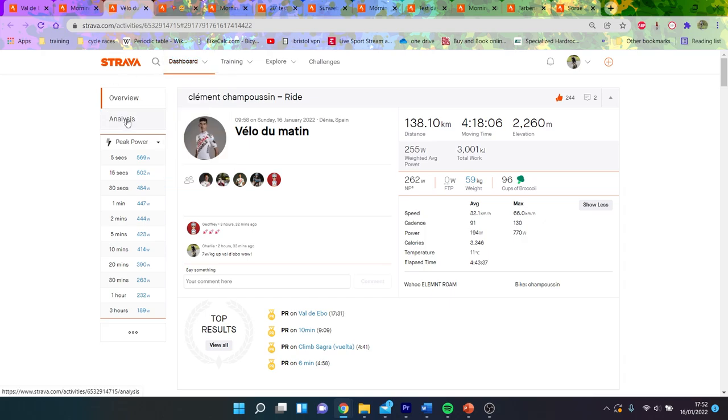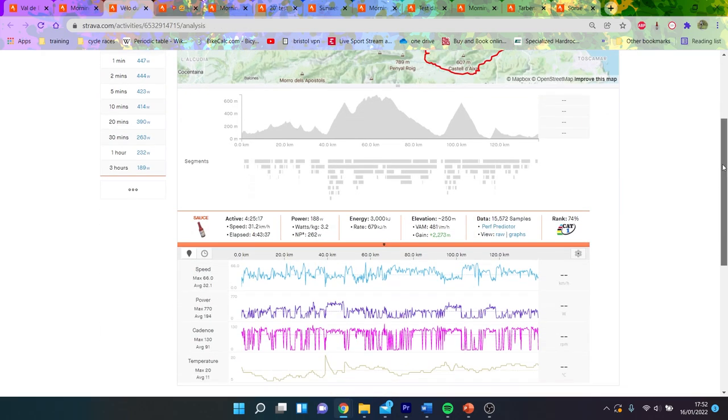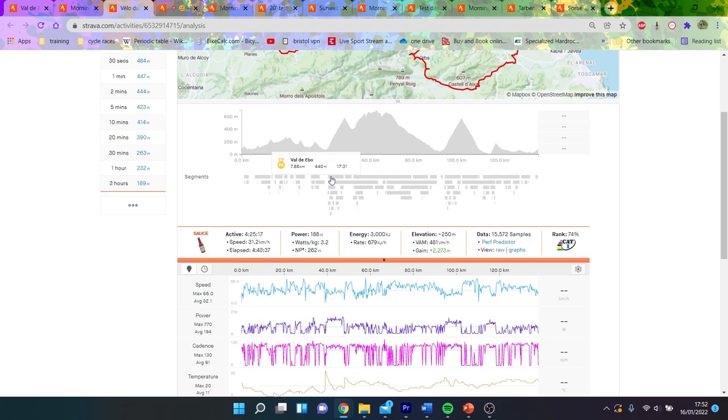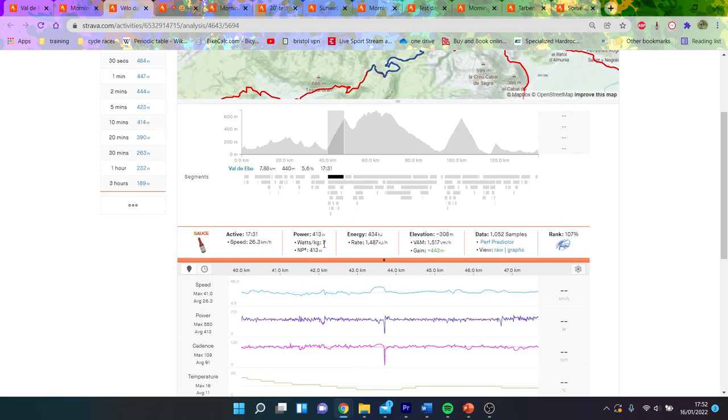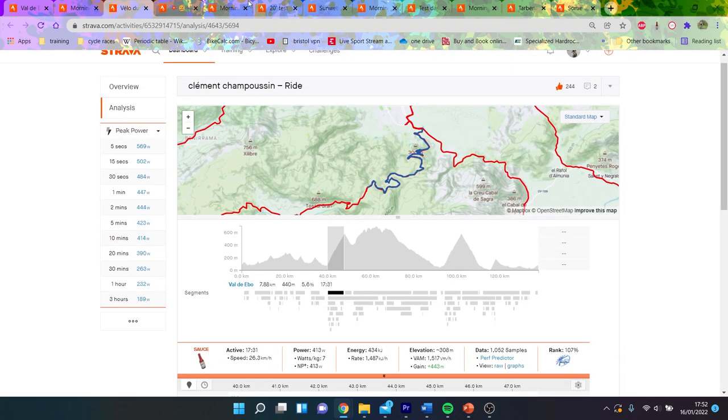So this is Clément Champoussin, who's a super strong boy as well, and he did some crazy numbers. Look at this: 7 watts per kilo for 18 minutes, 26k an hour. Some people may say the power meter is inaccurate, and you can take that with a pinch of salt. But he did beat Ben O'Connor by quite a lot, and because it's a fast climb, he did a lot less watts as well. But 7 watts per kilo for 17.5 minutes is absolutely bonkers.